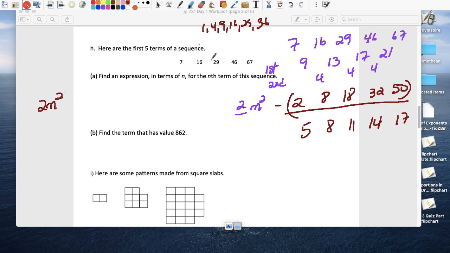There's a little bit more to that. Let's find again first difference. Plus 3, plus 3, plus 3, plus 3. So our coefficient in front of the n is going to be 3. And the 3n sequence is just 3 times 1, 3 times 2, 3 times 3, 3 times 4, 3 times 5. So think about it.